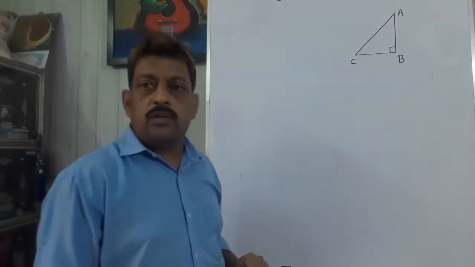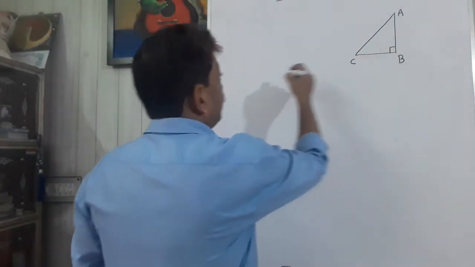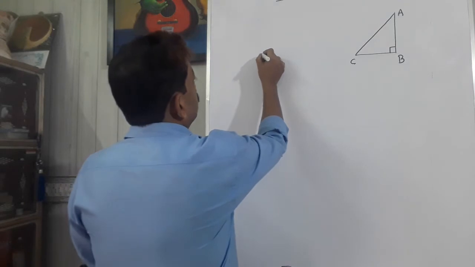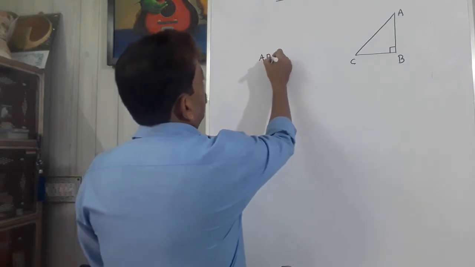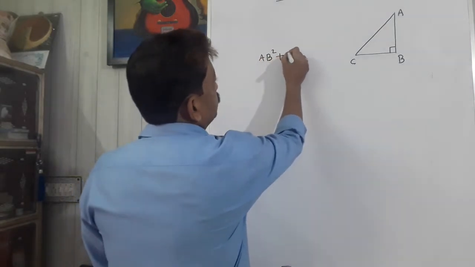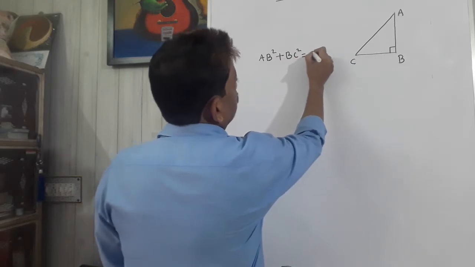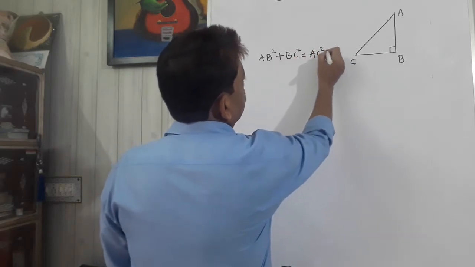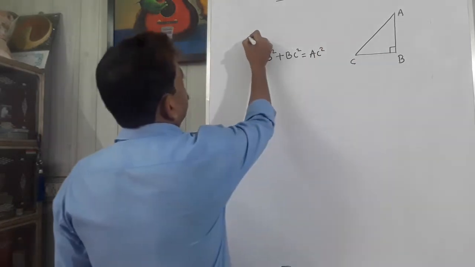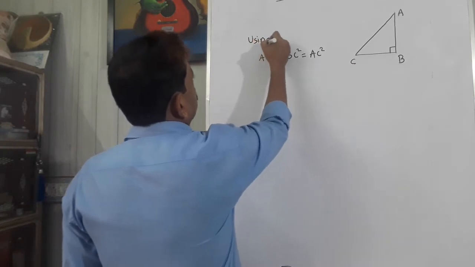Let me start with the Pythagoras theorem. From the Pythagoras theorem, we all know that AB square plus BC square equals AC square. This is the Pythagoras theorem.